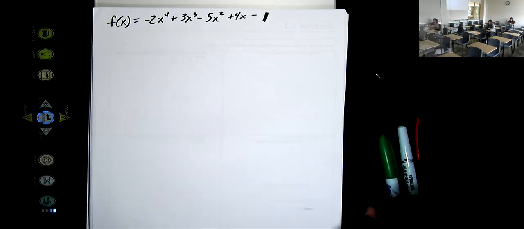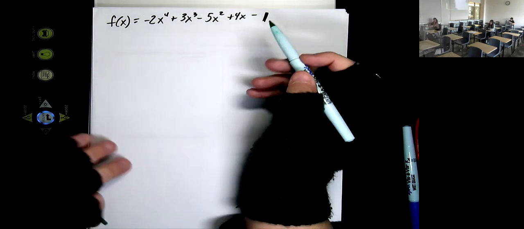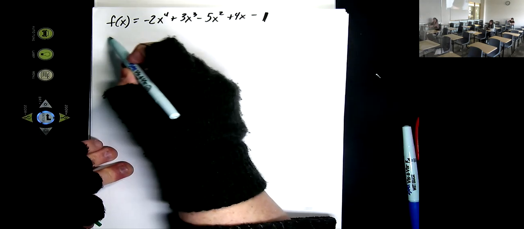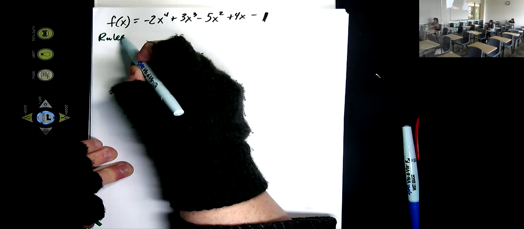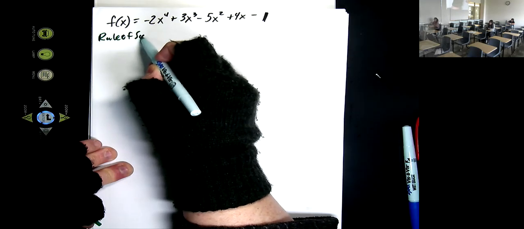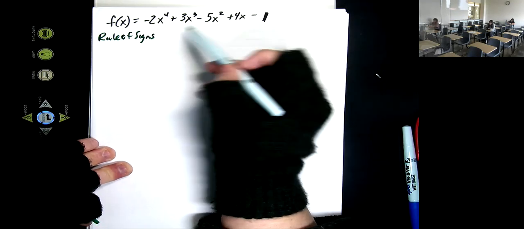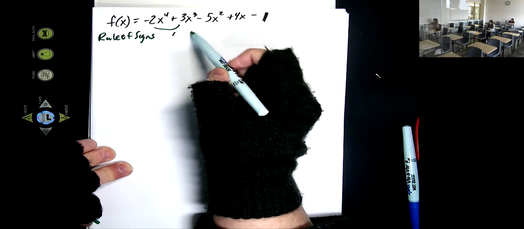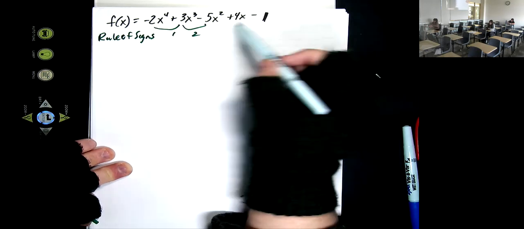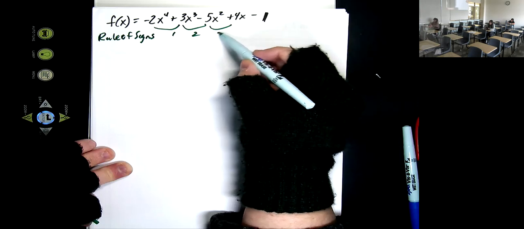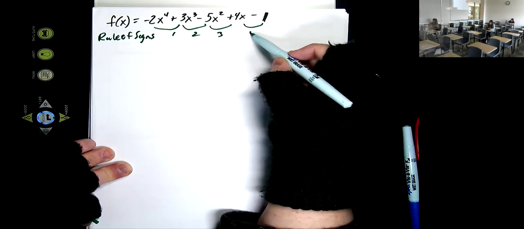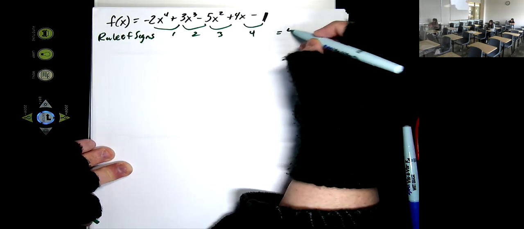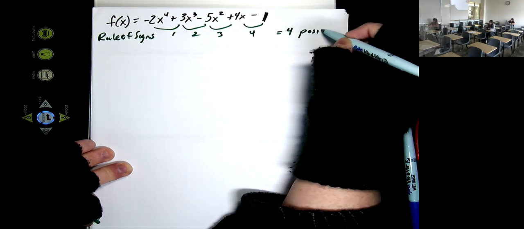So let's check for the positive roots by doing the sign count. So we'll do the rule of signs thing here. It goes from negative to positive, which is 1, positive to negative, which is 2, negative to positive, which is 3, positive to negative, which is 4. There can be 4 positive roots max.